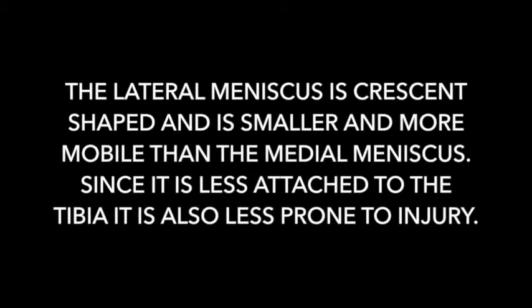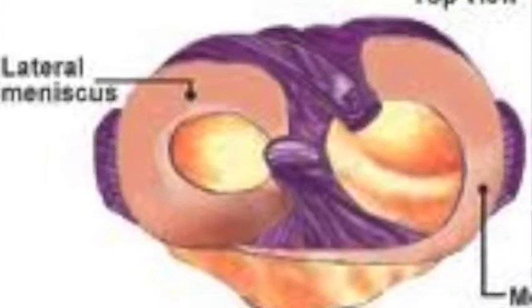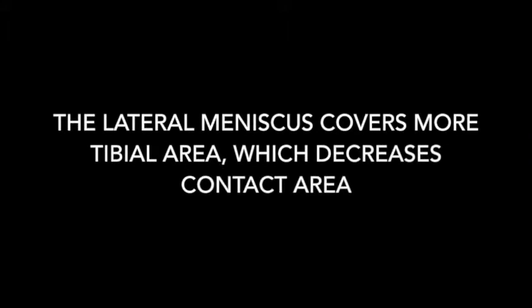The lateral meniscus is crescent-shaped and is smaller and more mobile than the medial meniscus. Since it's less attached to the tibia, it is also less prone to injury. It covers more tibial area, which decreases the contact area. It also transmits 70% of the joint load.